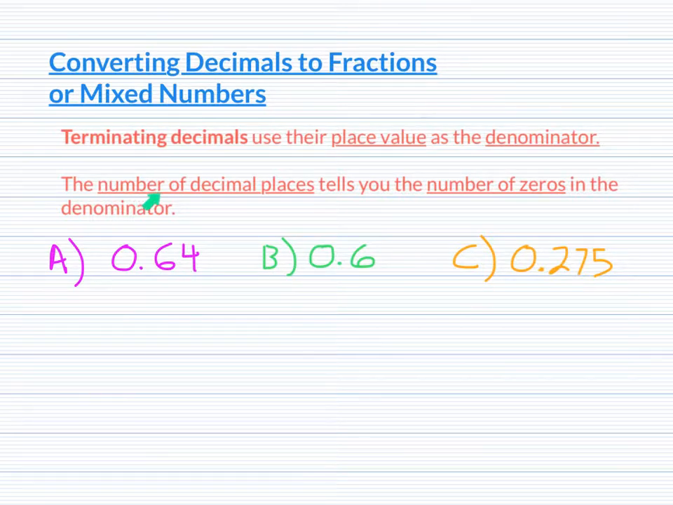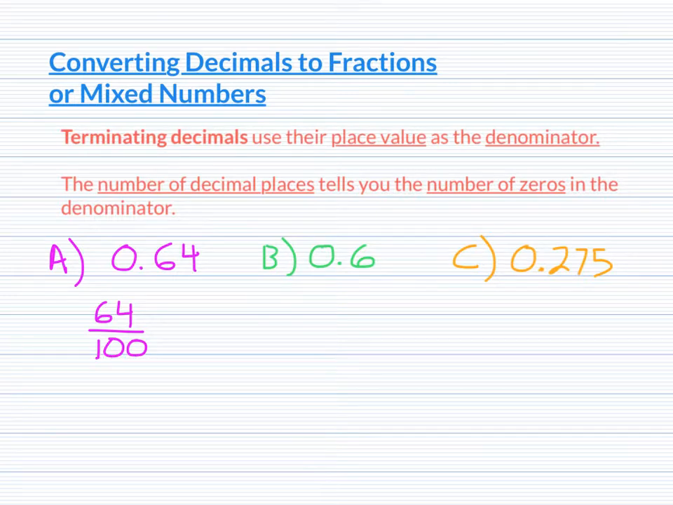So our denominator will be 100. Another way to think of that is that the number of decimal places tells you the number of zeros in the denominator. So we have two decimal places, we'll have two zeros. So let's see how that looks. Our first example, we got 0.64. Like I said earlier, this goes to the hundredths place, so our fraction is going to be 64 over 100. And remember, if there are two decimal places, we have two zeros in our denominator.